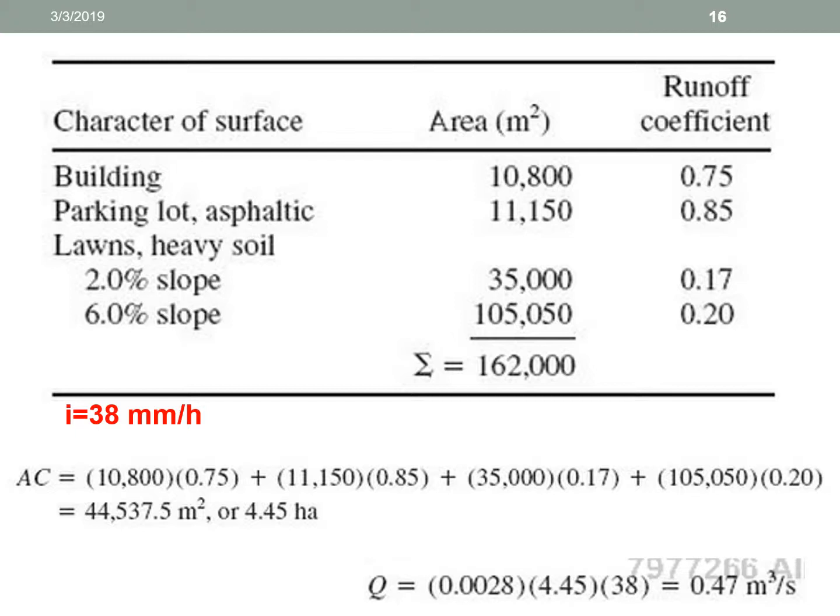Q equals 0.0028 times area times, as you see here, C times A. So it will be 0.0028 times AC, which we found before, is 4.45, times intensity, which is given, 38. So I is 38, AC is 4.45, and the coefficient is 0.0028. The answer will be 0.47 meters cubed per second.